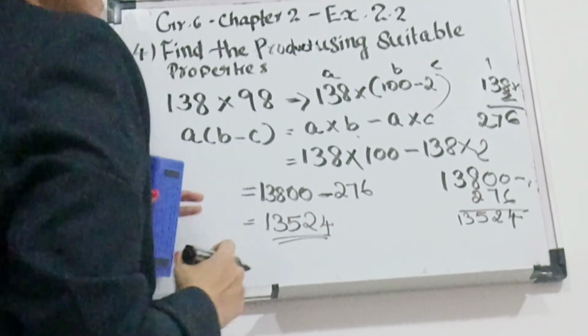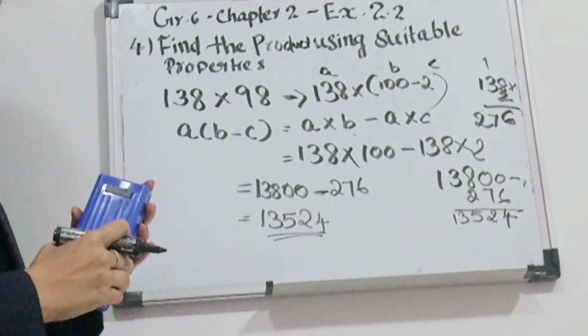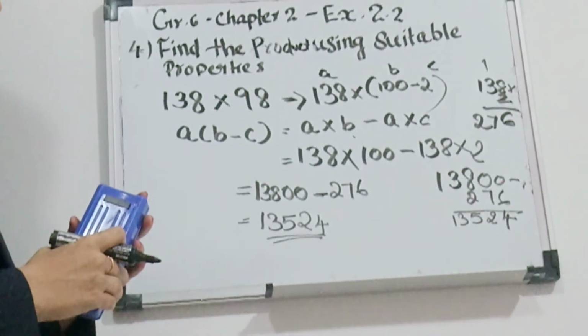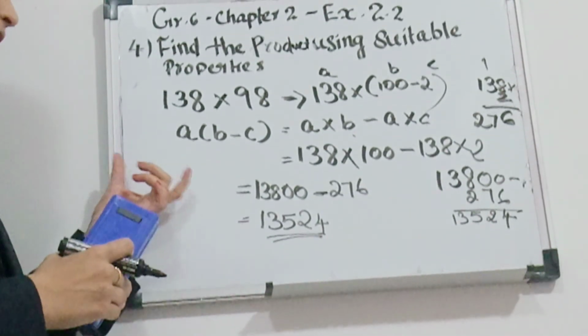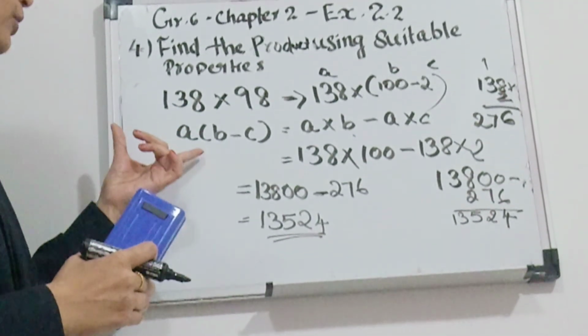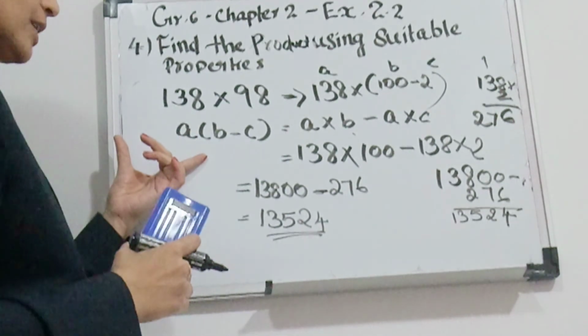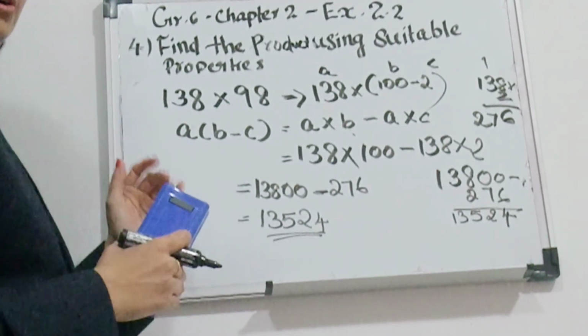In the previous question you used the distributive property of multiplication over addition. In this example, which is not from your textbook, we are going to use the distributive property of multiplication over subtraction. Okay students, you got it?